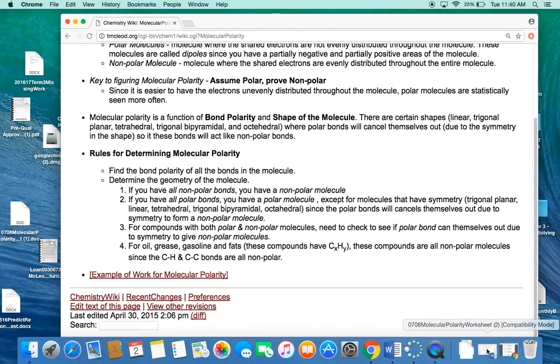Again, we're trying to figure out if it's a polar molecule or nonpolar molecule, because we're looking now at the whole substance and not just parts of it.